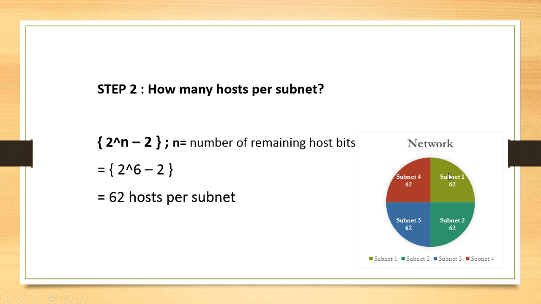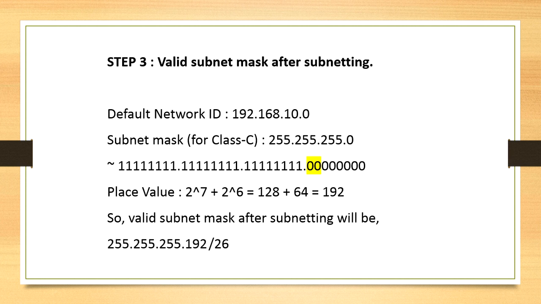One thing to mention: whenever we have created 4 subnets, we get 4 different network IDs and 4 different broadcast IDs. One network ID and one broadcast ID for each subnet. So as there are a total of 4 subnets, there are 4 network IDs and 4 broadcast IDs, and a total of 62 times 4, 248 hosts. We'll be discussing it in the next slides.